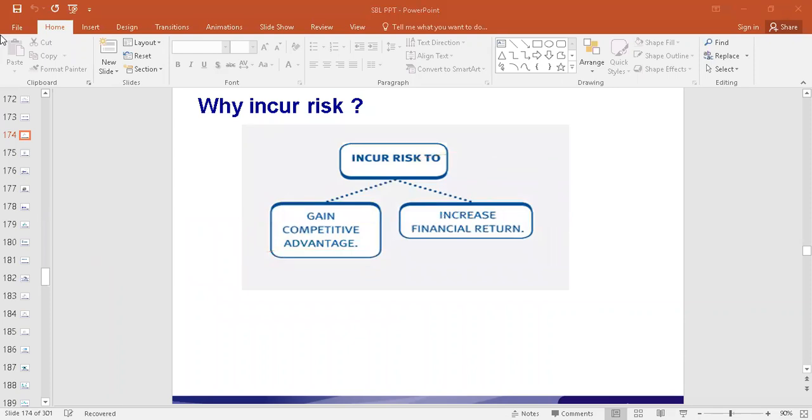Going with the view that risk is uncertain and that there is a negative impact, should risk be taken up? That's the next question. Why incur risk? Any one of you, do you have an opinion about that? Should risk be taken up or should it be avoided?